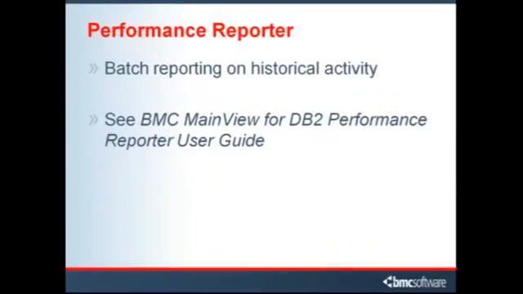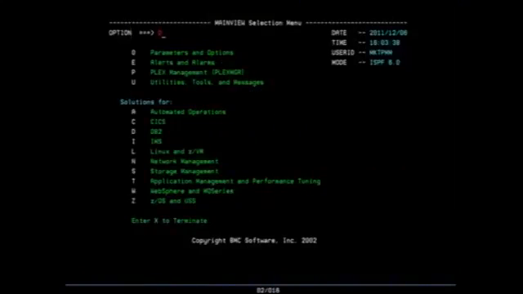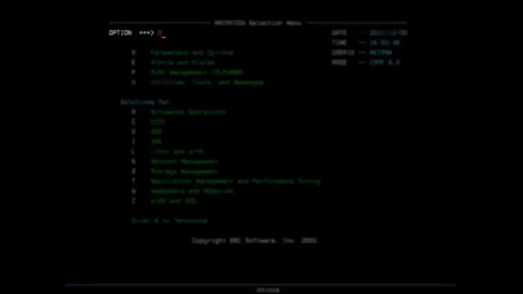MainView for DB2 includes the Performance Reporter feature, which provides batch reporting capabilities on historical DB2 activity. These functions will not be covered in this training session, but are fully documented in the MainView for DB2 Performance Reporter User Guide. In order to access the MainView for DB2 product, you will select Option D from the primary MainView selection menu and press Enter.